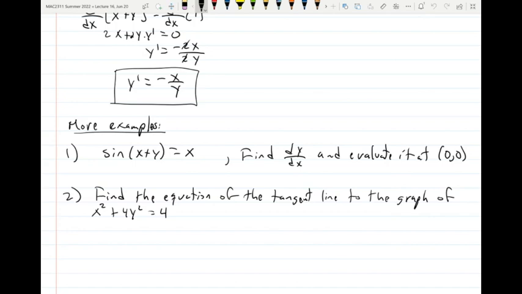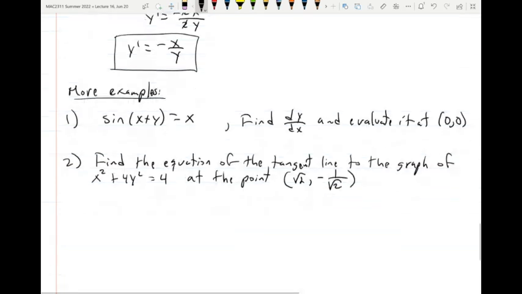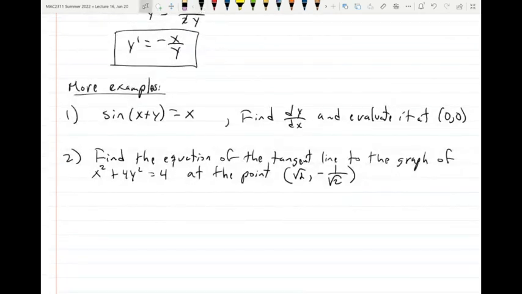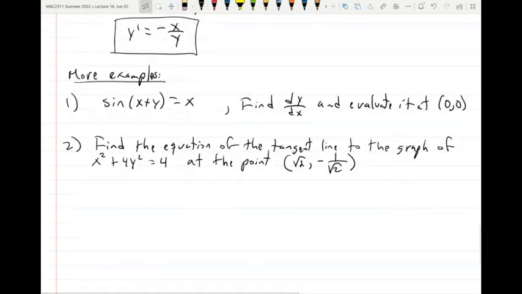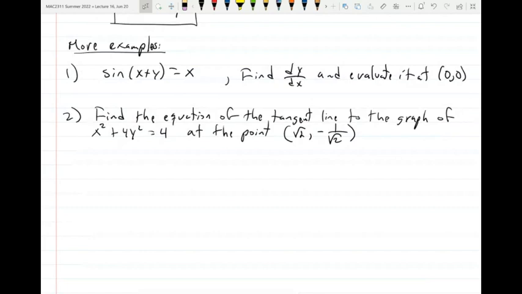So find the equation of the tangent line to the graph of this ellipse at the point square root of 2, comma, -1 over square root of 2. Just to remind you, once we get there, I'll give you a picture. Actually, let me give you the story now.